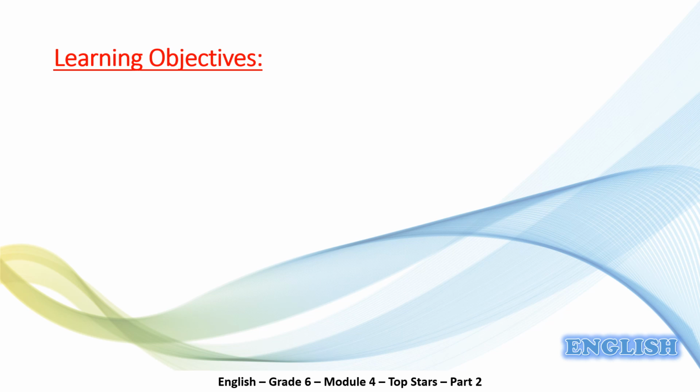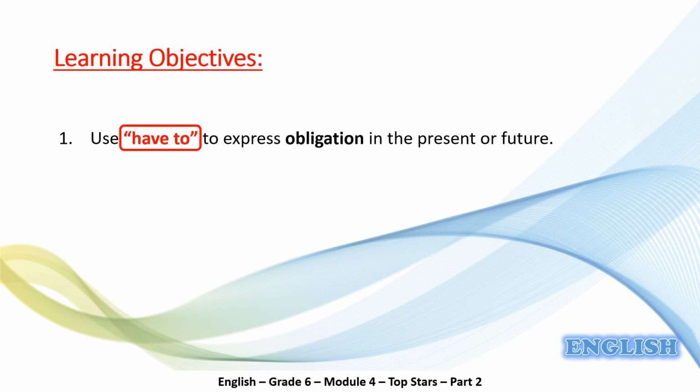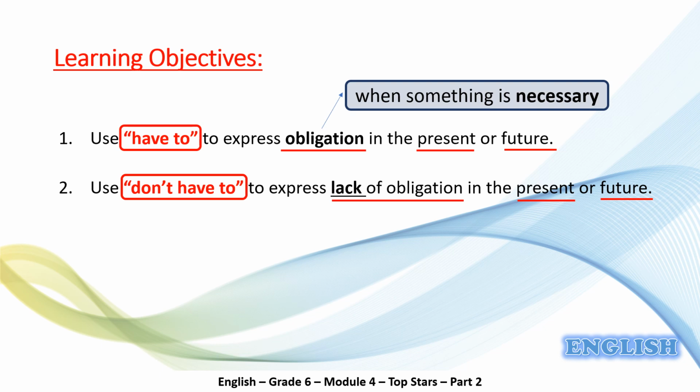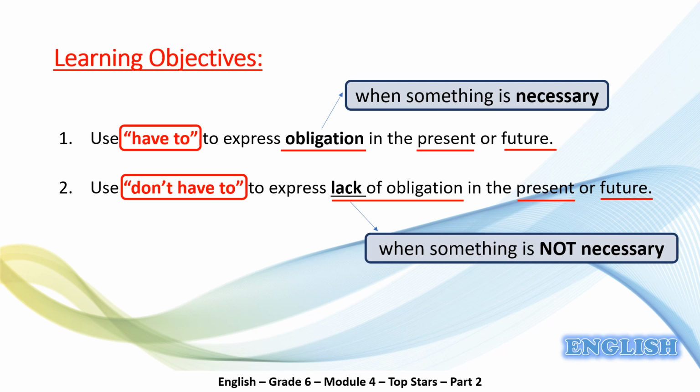As usual, you need to know why you're watching this video. In other words, what are the learning objectives of this lesson? Number 1, use have to express obligation in the present or future. Number 2, use don't have to express lack of obligation in the present or future. Obligation is when something is necessary. And the meaning of lack of obligation is when something is not necessary.